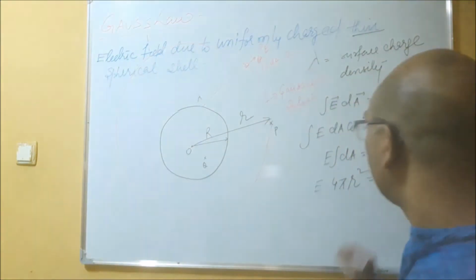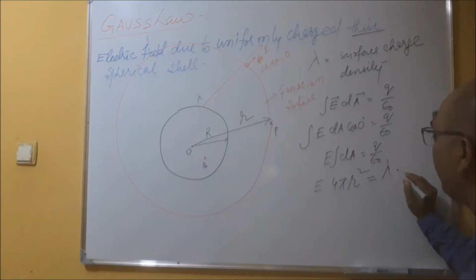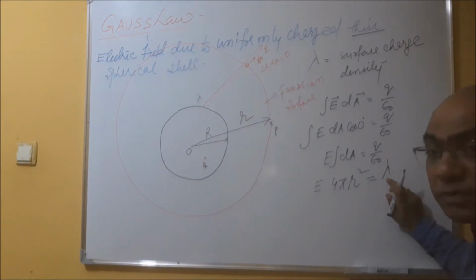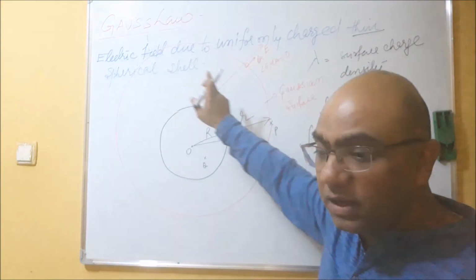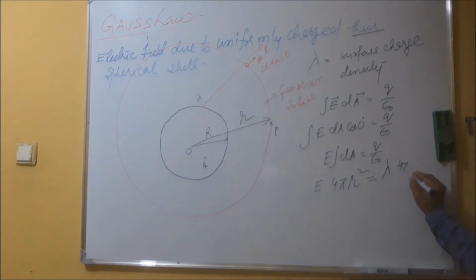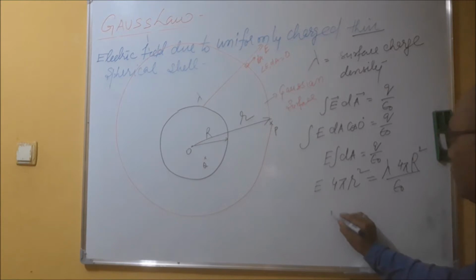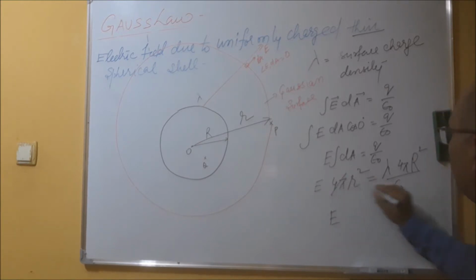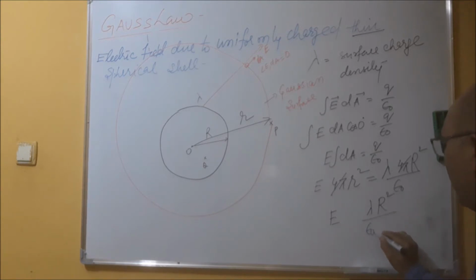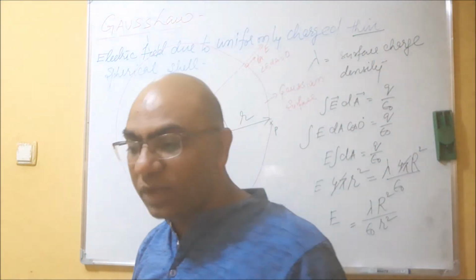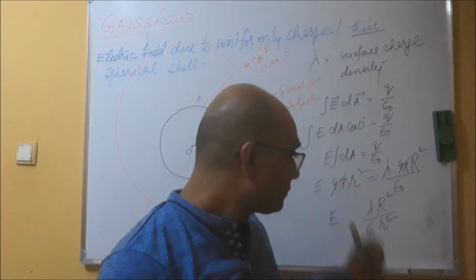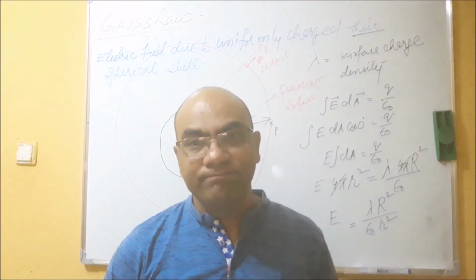Is it fine? So what will be the value of Q? Q will be lambda times, this is the charge per unit area, so what is the area for this surface? 4 pi r square. What is r? So lambda times 4 pi r square divided by epsilon naught. When you solve this, you will get lambda r square upon epsilon r square. Is it okay?